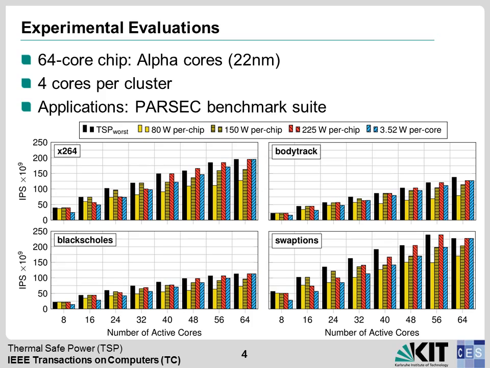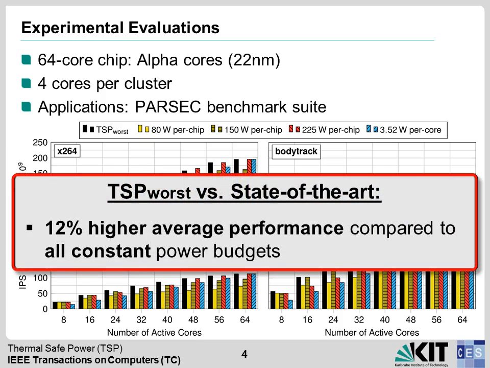Our experimental evaluations conducted in both homogeneous and heterogeneous cores show that TSP actually results in higher performance than state-of-the-art techniques. Here are the results for homogeneous systems compared with different per chip and per core power budgets, in which we observe that TSP results in a 12% higher average performance when compared to all the constant power budgets.